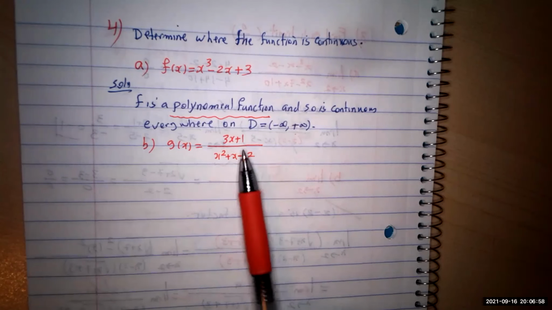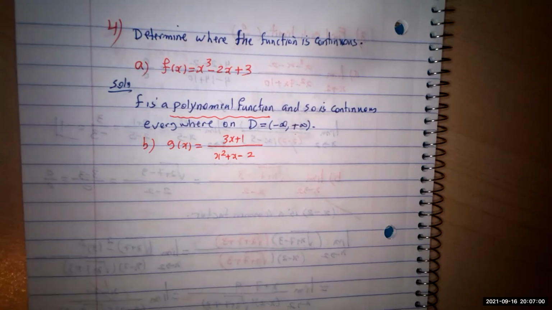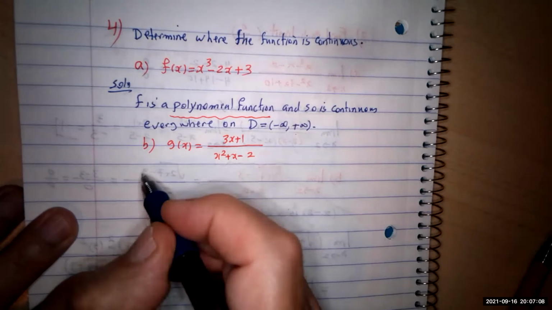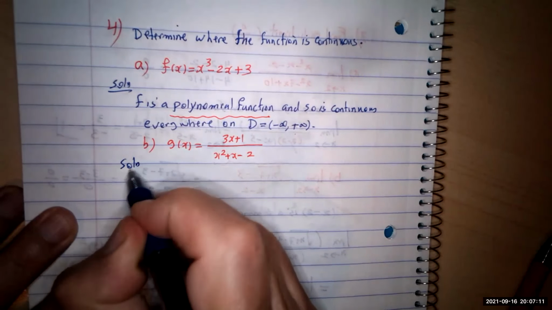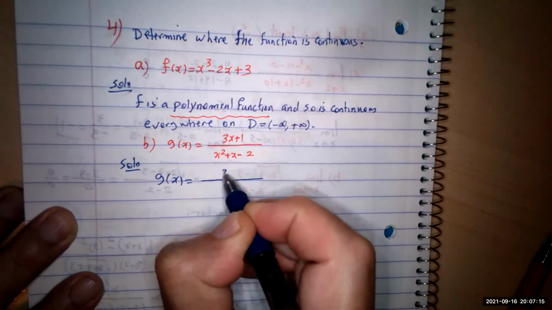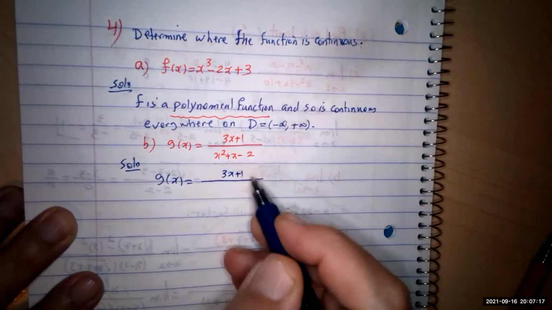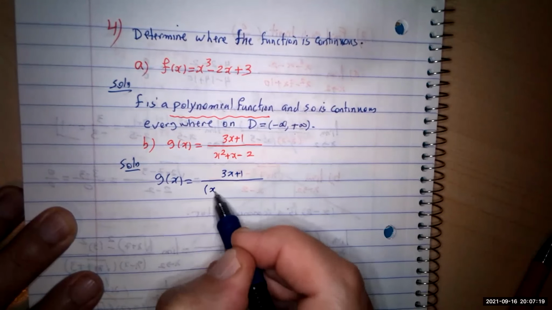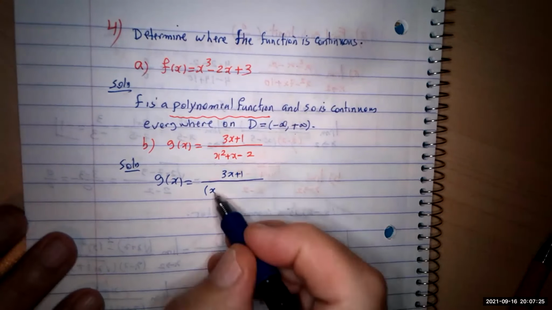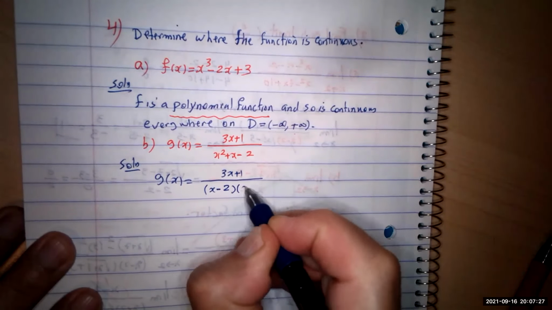So you have to factor this one first to see how many numbers you are going to remove, okay? So it's like the one we did before. We factor the bottom one first, so that's going to be the solution. G of x is equal to 3x plus 1 over, and you factor it, that gives you x. You need 2 numbers with a product of 2 and a difference of 1. And the numbers are going to be 2 and 1. So that gives you x minus 2 times x plus 1.